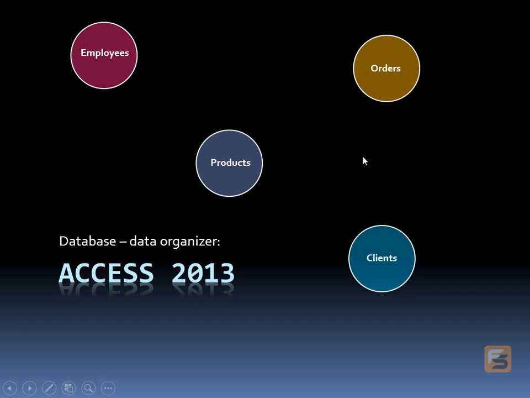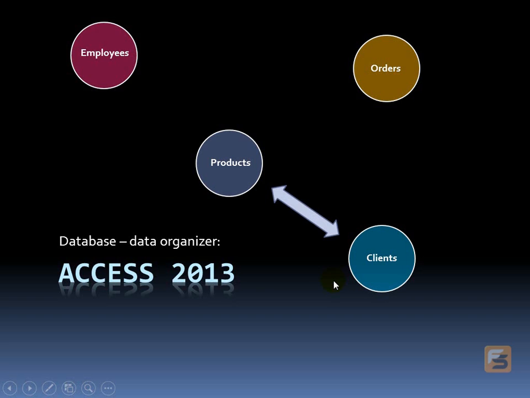And then finally, we have clients themselves. We can have the company's name or the first name, last name of the client, their address, shipping address, credit card information, things like that. Now, Microsoft Access is what is called a relational database. A relational database means that these tables can relate to each other.